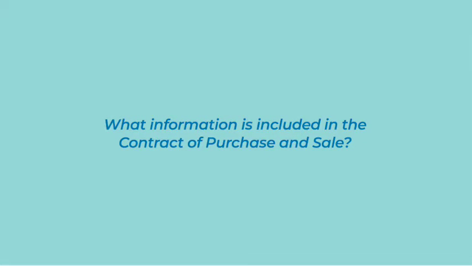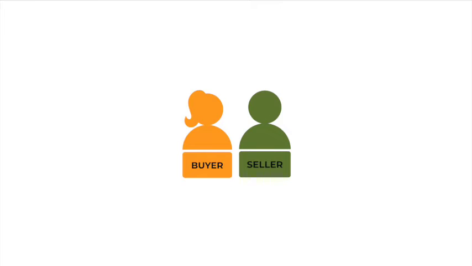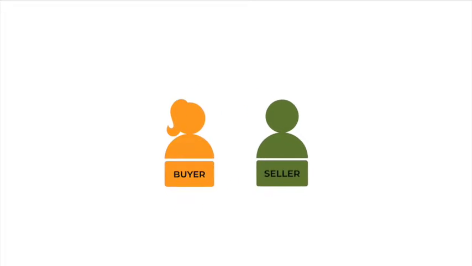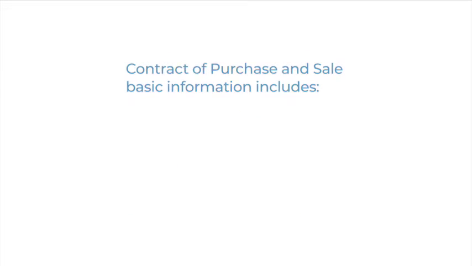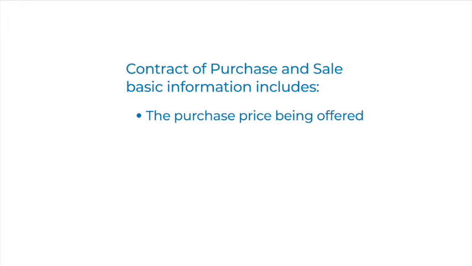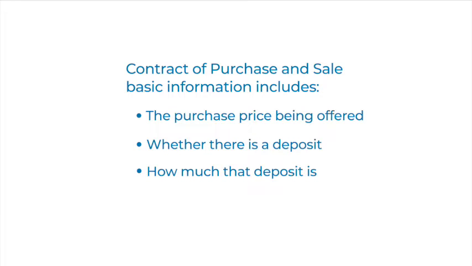What information is included in the Contract of Purchase and Sale? The Contract of Purchase and Sale Residential will include basic information about the buyer, the seller, and the property. It will also include the purchase price being offered by the buyer, whether there is a deposit being paid, how much that deposit is, and who will hold that deposit. The contract also includes the date and the time that the offer expires.